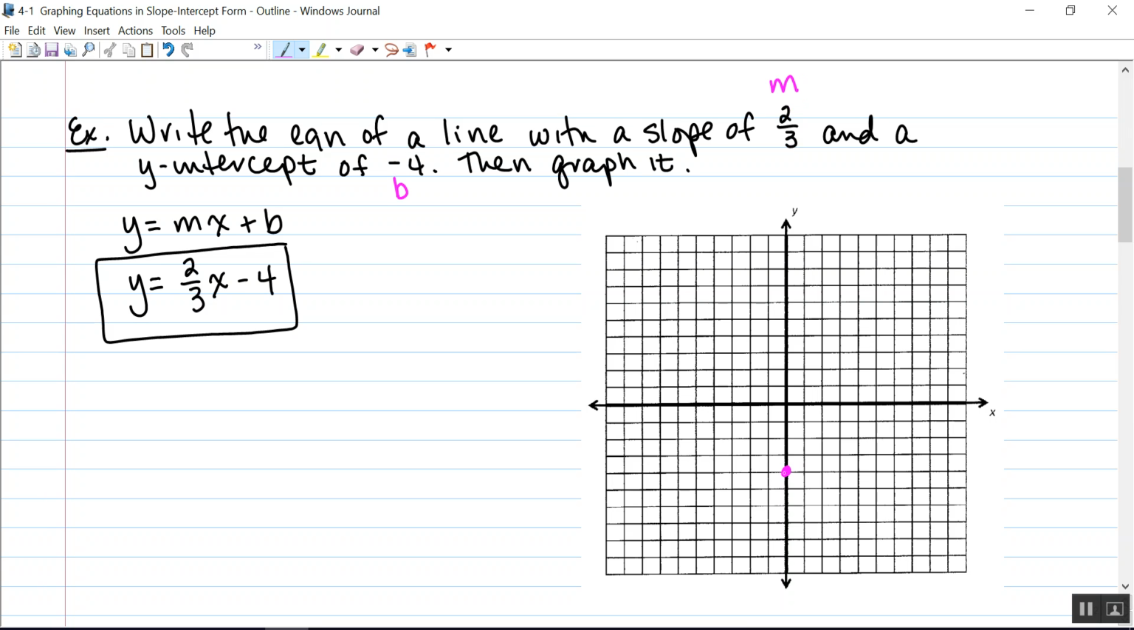So 2/3 means from my y-intercept I'm going to go up 2 and right 3, and I'll do that a couple times. Up 2 and right 3. I can also go from my y-intercept down 2 and left 3, and I'll do that a couple of times. And now I just connect those dots. And that is the line y equals 2/3 x minus 4.